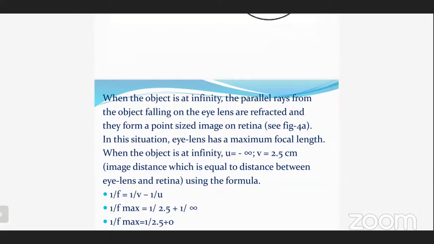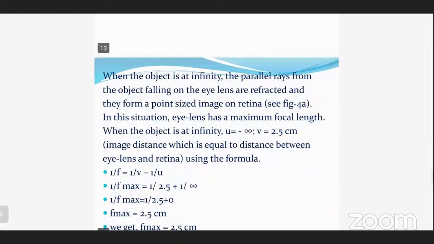So in this situation, the eye lens has its maximum focal length. We have to apply this when the object is at infinity. What is u? You learned in the previous chapter that u is the object distance and v is the image distance. These are the distances of the object and the image. Here, observe that u is equal to minus infinity.